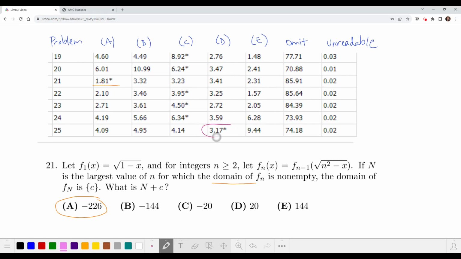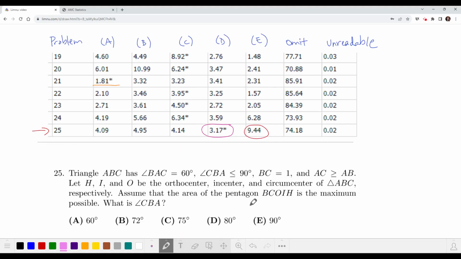Only 3% of students answered the last problem, but 3 times as many students opted for an incorrect answer. Let's take a look at problem 25. This was a really challenging geometry problem. The correct answer was an 80-degree angle. I wonder if many students saw this and thought we would get a maximum area at the maximum angle measure. In any case, if they weren't 100% sure, they were probably better off skipping this problem.